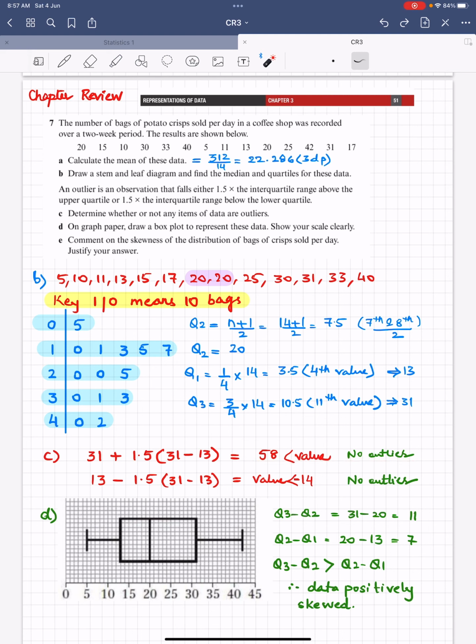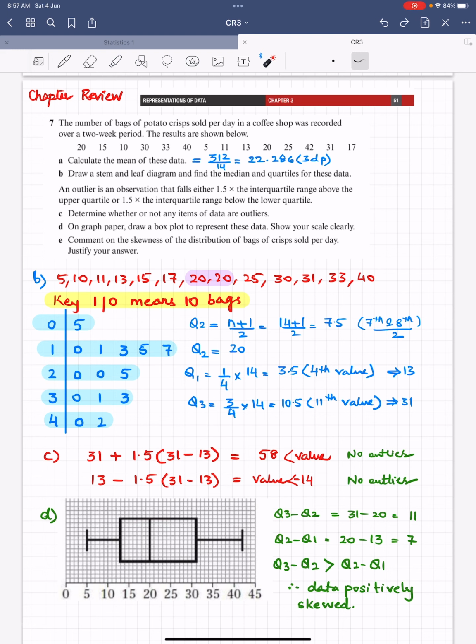Likewise, on the lower side, 1.5 times the interquartile range less than the lower quartile, and that gives us the value -14. So any value less than -14 is an outlier, and we don't have any such value, therefore there is no outlier on the lower side as well.